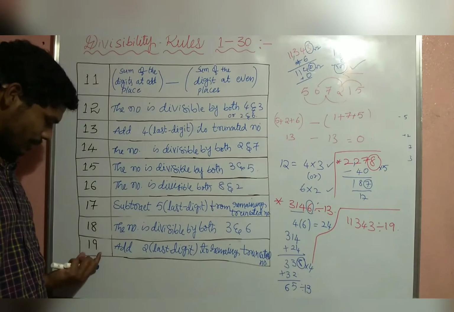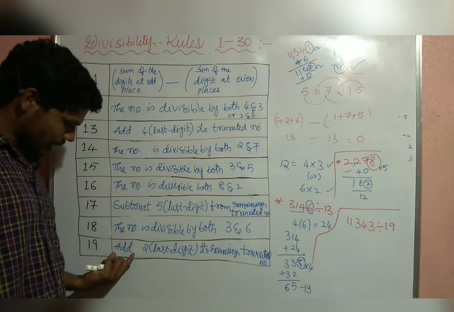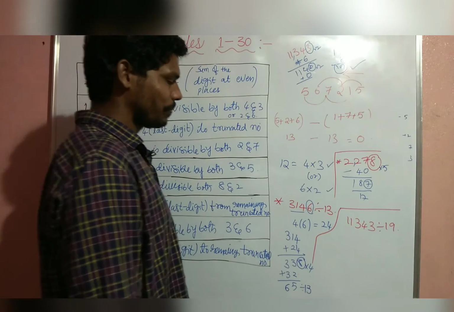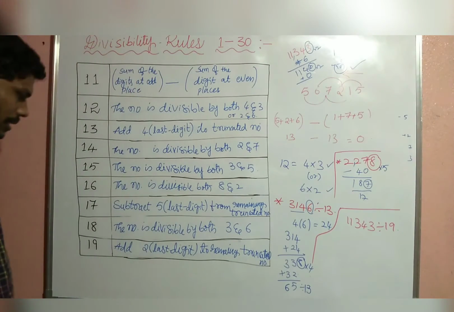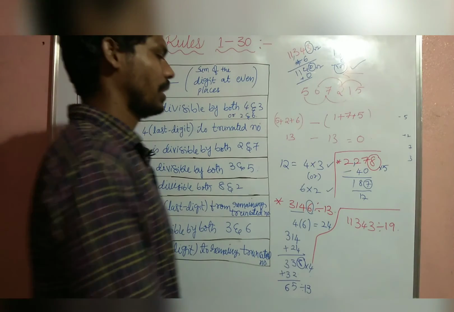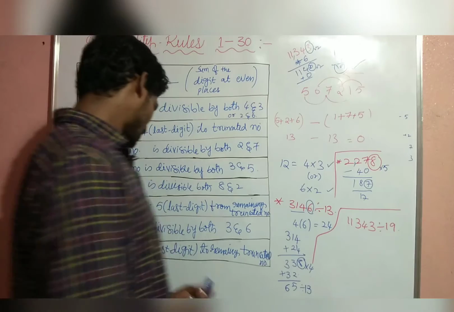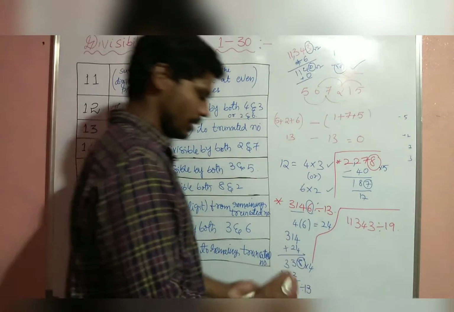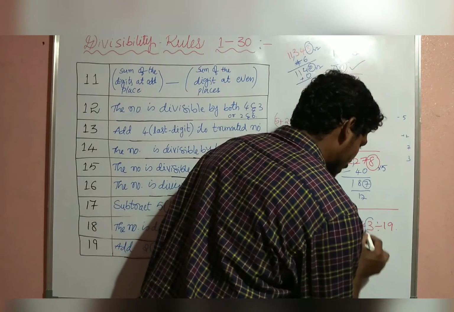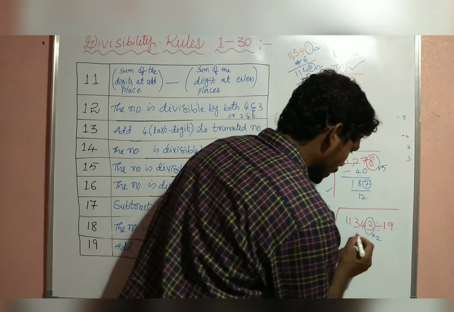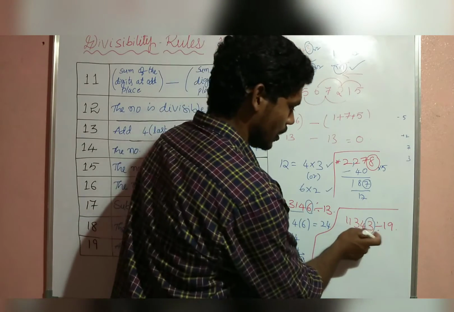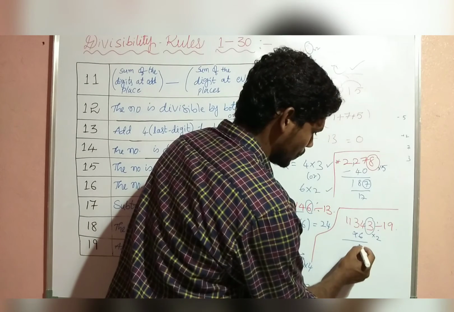Checking the divisibility rule of 19: add 2 times the last digit to the remaining truncated number, until you obtain 19, or 0, or a multiple of 19. So the condition is to add 2 times the last digit. Here the last digit is 3, multiplied by 2, so 2 threes are 6, that is added to the remaining truncated number 1134.